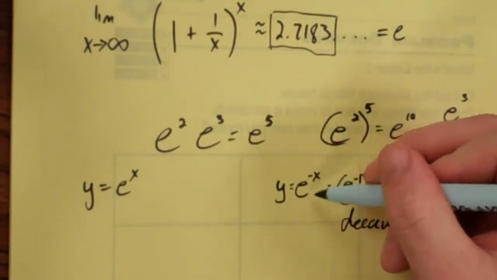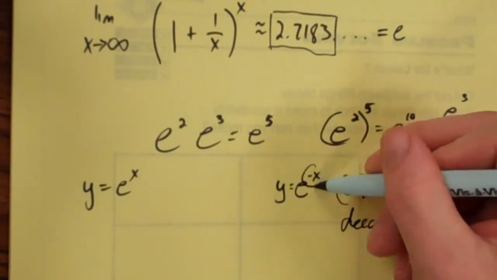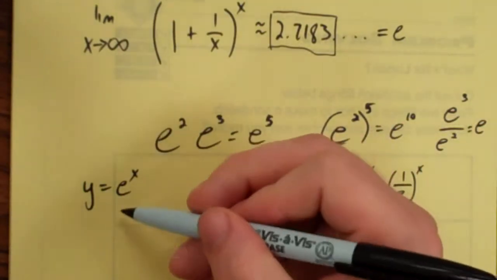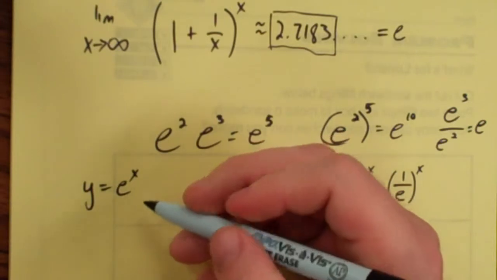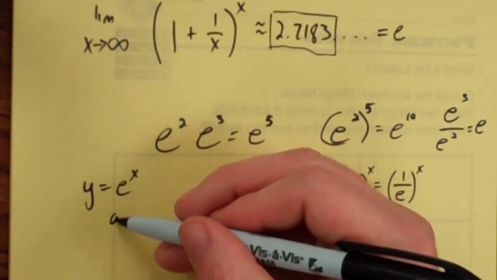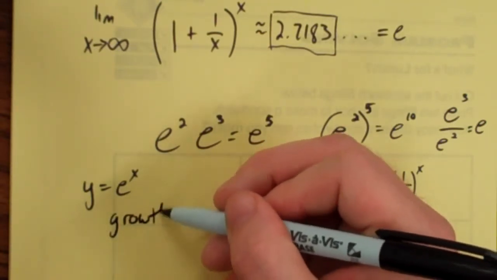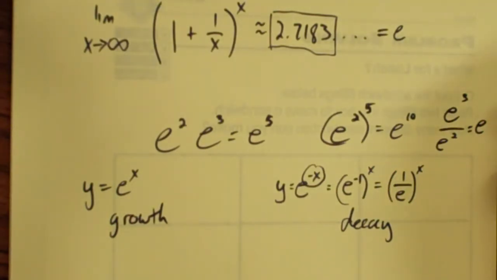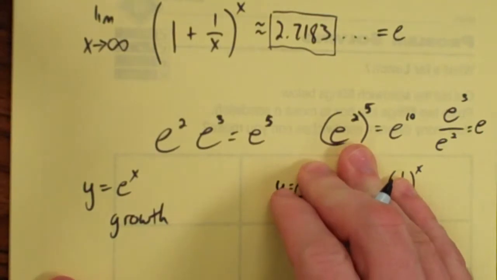So the big deciding factor: when you see e raised to a negative power, it's decay. And e to the positive x is growth. Okay? So that's a quick look at those things.